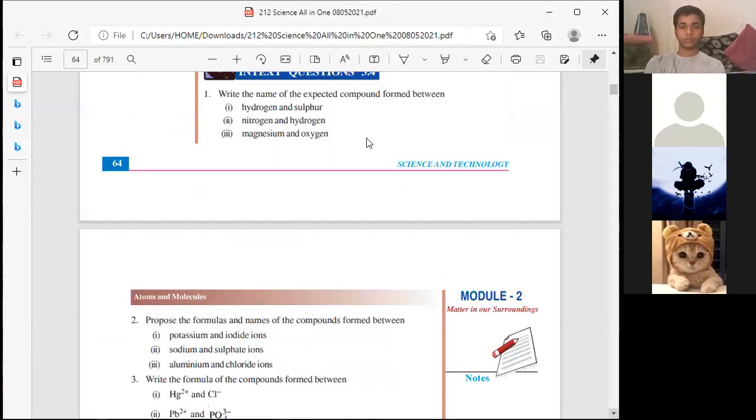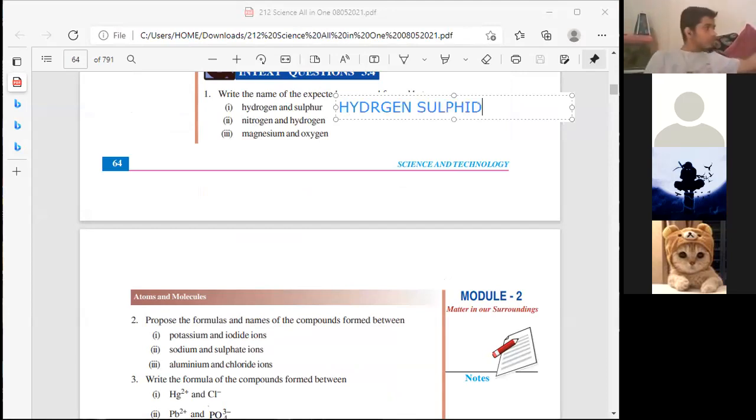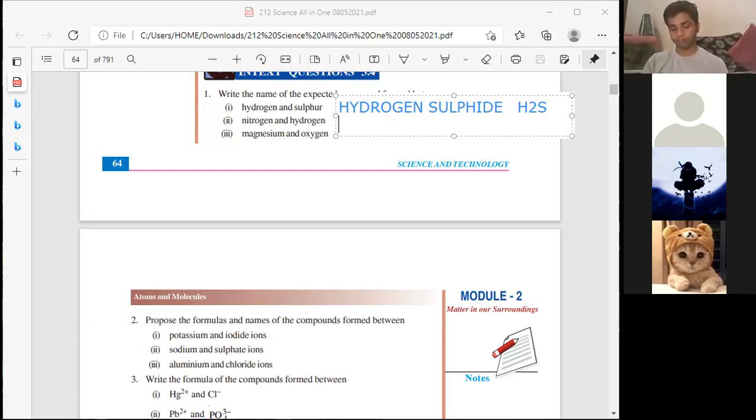So how are you going to write these answers? You will have to write their names as well as their formulas. So hydrogen and sulfur, you will write hydrogen sulfide, and you are going to write this as H2S. Then the next is nitrogen and hydrogen. The compound is ammonia, and you will write it as NH3. Magnesium and oxygen, it is magnesium oxide, and you will write the formula as MgO. Getting it?